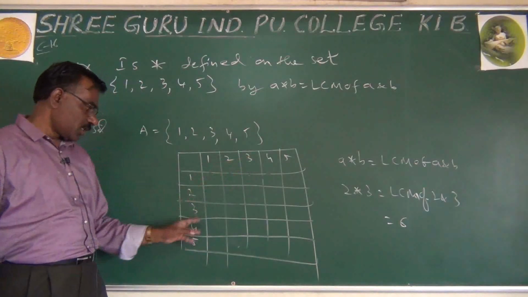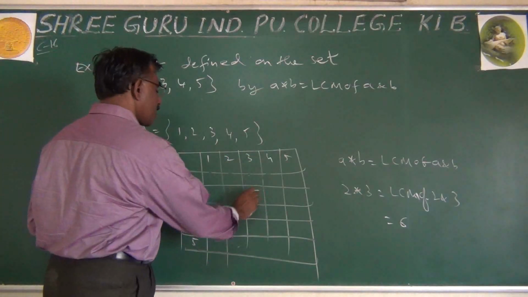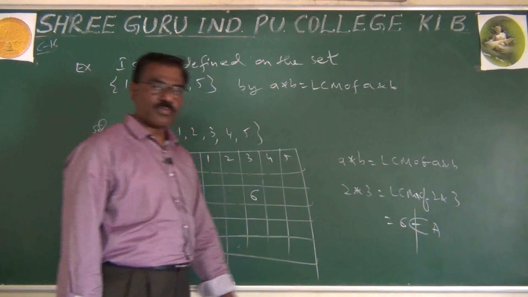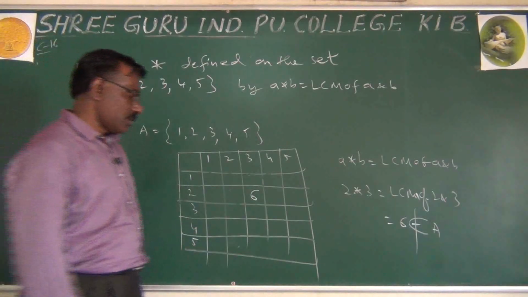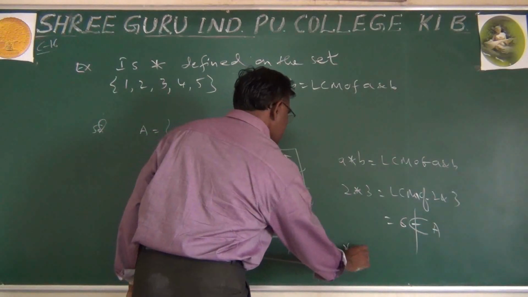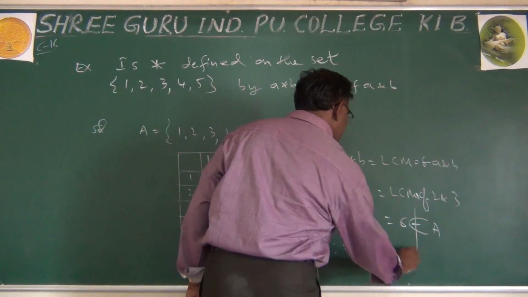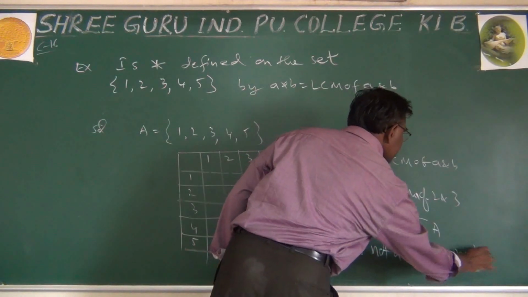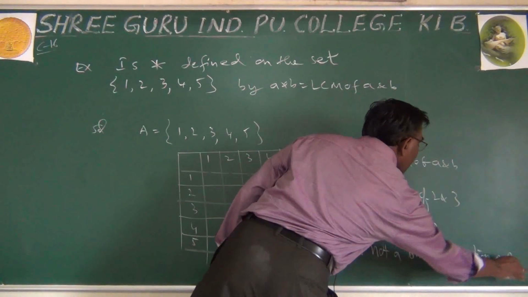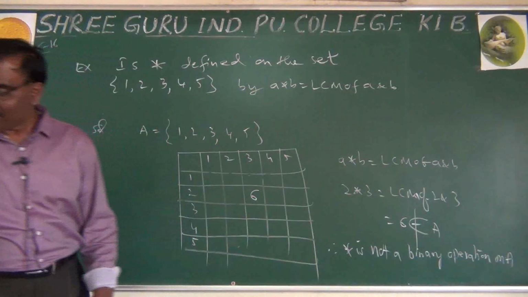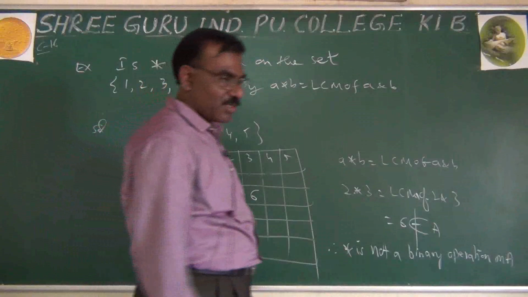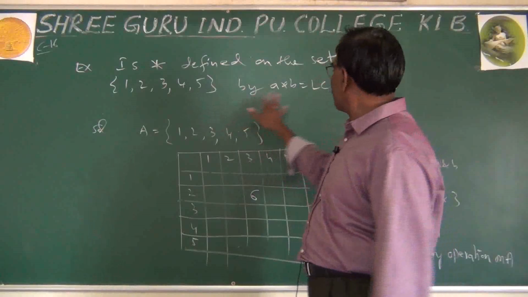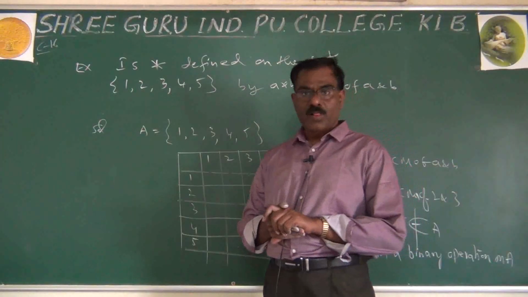Either you take 2 and 3 or 3 and 2, no problem. The result is 6, and 6 does not belong to set A. Therefore, star is not a binary operation on A. For the last question, read carefully: is star defined on the set by the LCM of A and B?